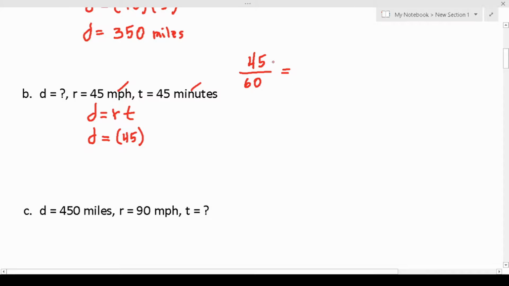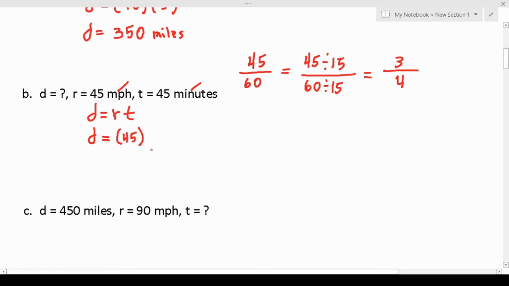And we should see that 45 and 60 are both divisible by 15. So 45 divided by 15 is 3. 60 divided by 15 is 4. In other words, 45 minutes is the same as 3/4 of an hour. Now that we've made that conversion from minutes to hours, we can go ahead and plug this 3/4 into this distance formula and solve for D.